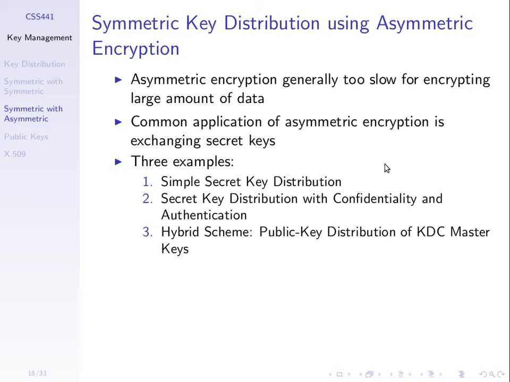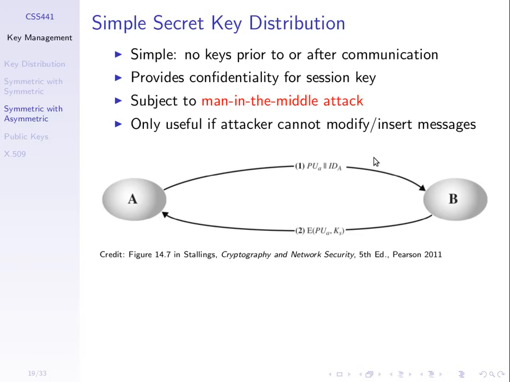So there are different ways that we can use public key encryption. We'll go through a couple of examples. This is the first protocol, and it's quite simple. User A and B want to communicate. They need a shared secret key, KS.